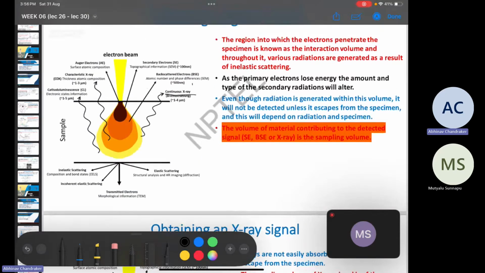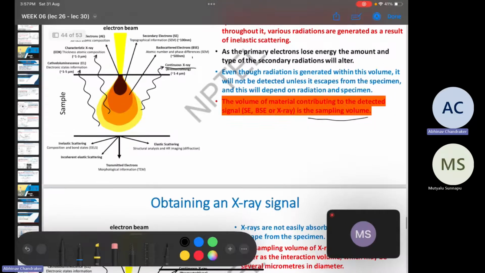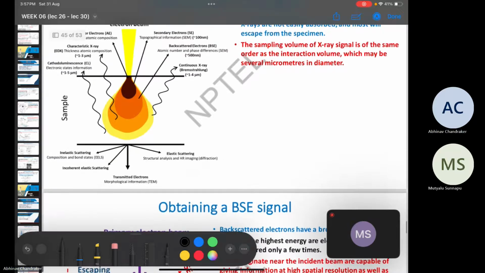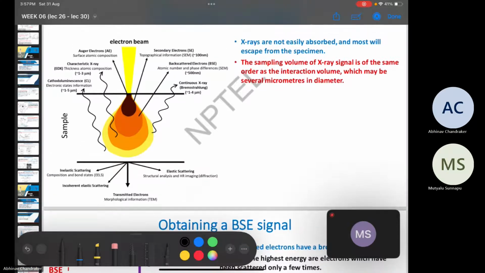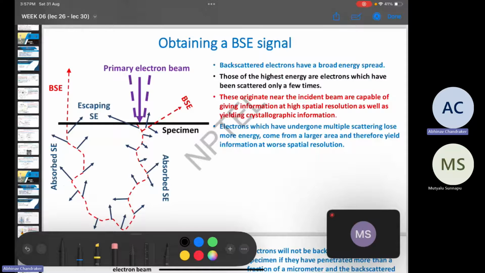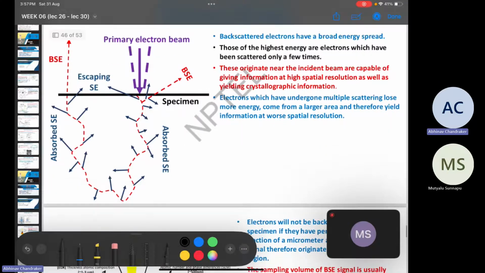The volume in the material that contributes to the detected signal is called the sampling volume, while the volume within which the electrons are able to penetrate is called the interaction volume. What is more practically of use for us is the sampling volume, because that is from where we get the information about the specimen. X-rays, as I have told, have a higher mean free path and have a higher sampling volume.